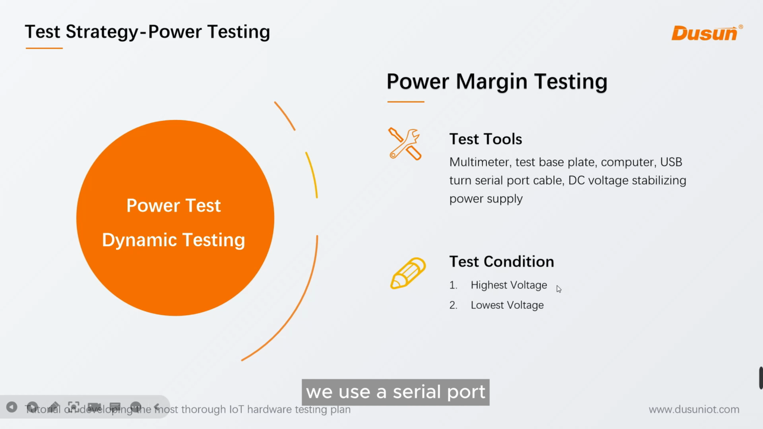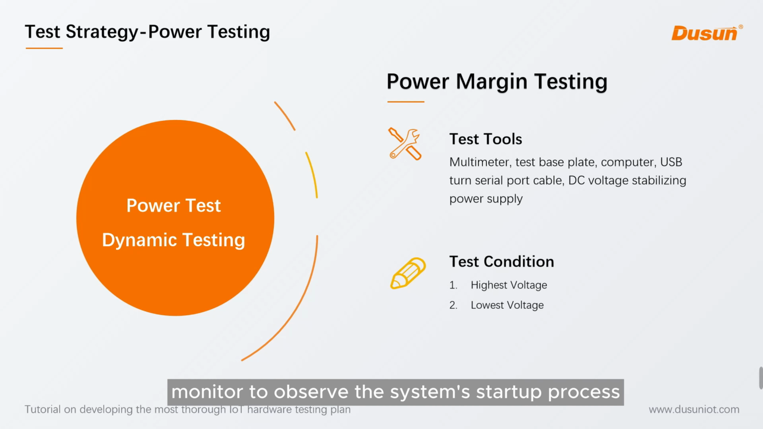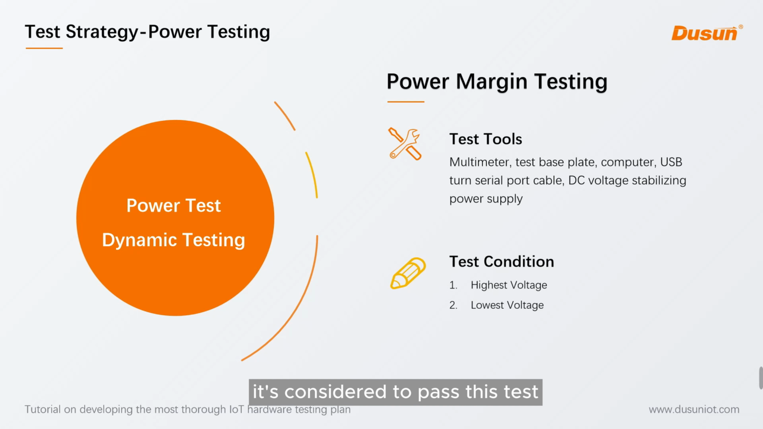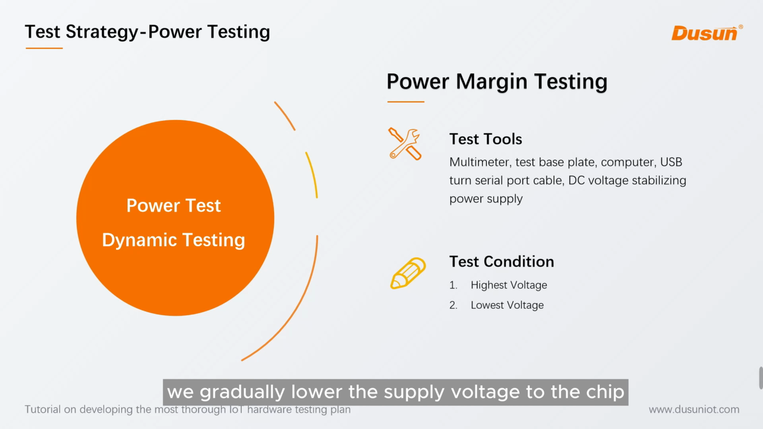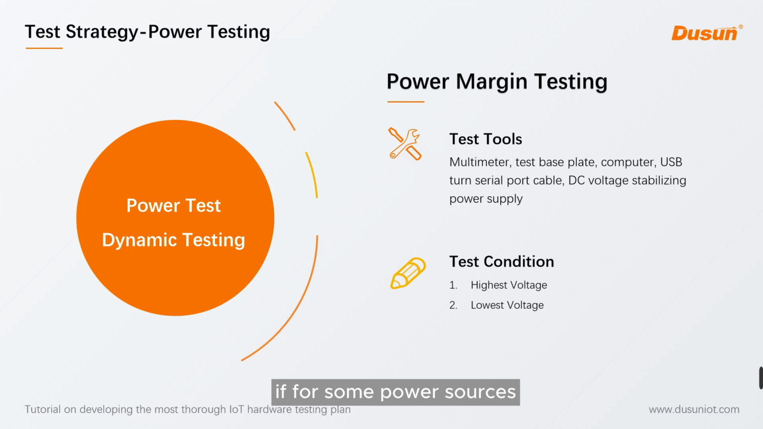We use a serial port monitor to observe the system's startup process. If the system can start up normally, it's considered to pass this test. For the lowest voltage measurement, we gradually lower the supply voltage to the chip until the system can no longer start up normally. If, for some power sources, even after significant reduction, the system can still start up normally, we stop lowering the voltage and record the last tested voltage as the lowest voltage margin for that power source.